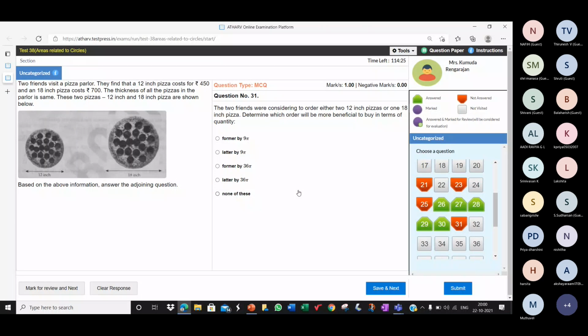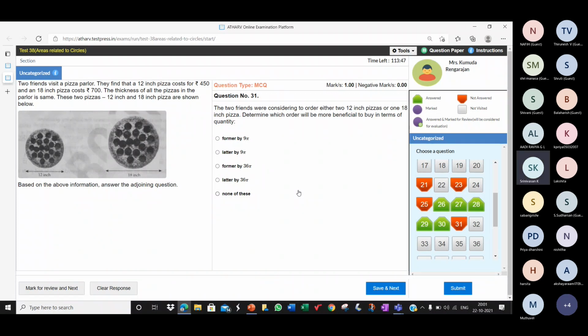Yes, please. Ma'am, what is the meaning of latter? Where is it? In the option. Okay, former is the first one. In the question, the 12-inch pizza is spoken about first, and then the 18-inch pizza. So former refers to the 12-inch pizza, and the latter refers to the 18-inch pizza. The one spoken about first is former, the one spoken about later, the second one, is called the latter.